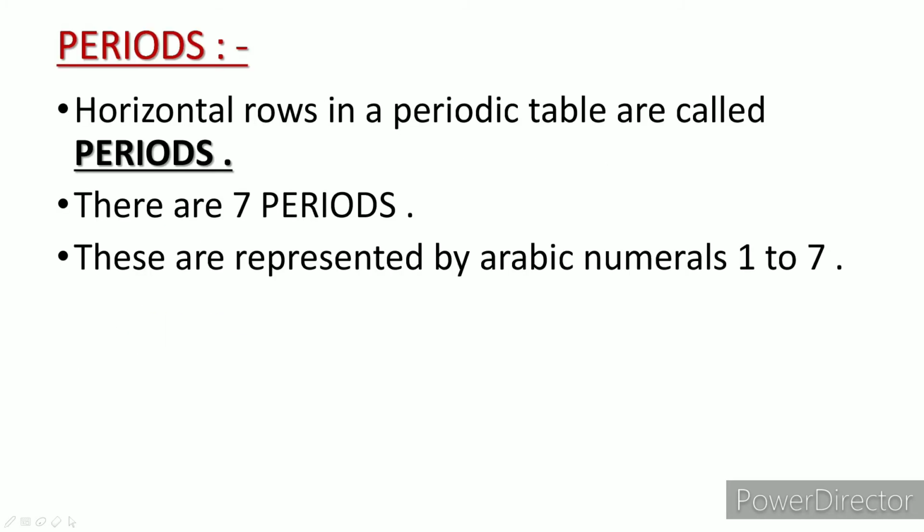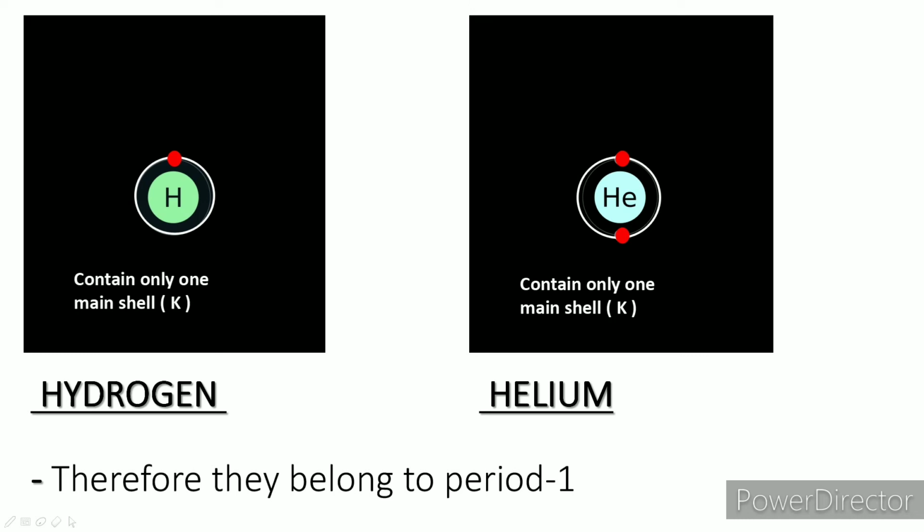The second one is periods. The horizontal rows in the periodic table are called periods. There are 7 periods in the modern periodic table. These periods are represented by Arabic numerals 1 to 7. The number of main shells present in the atom of a particular element decides to which period it belongs. Example, hydrogen and helium contain only one main shell, that is K. Therefore, they belong to period 1.